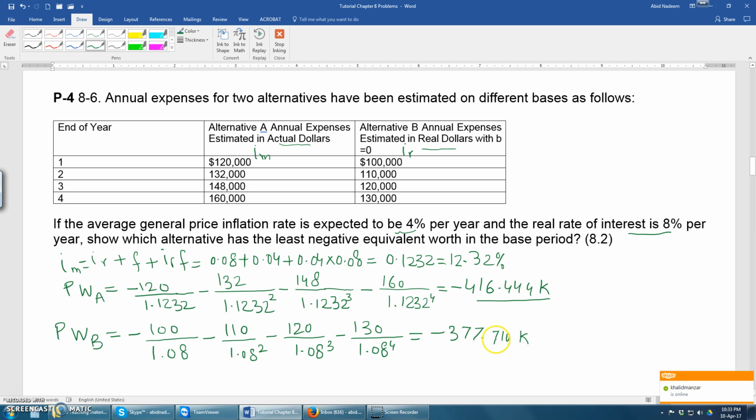If you compare these two present worths, the higher present worth is for alternative B. The present worth of B is greater than the present worth of A. So if there is any choice to make, alternative B must be chosen.